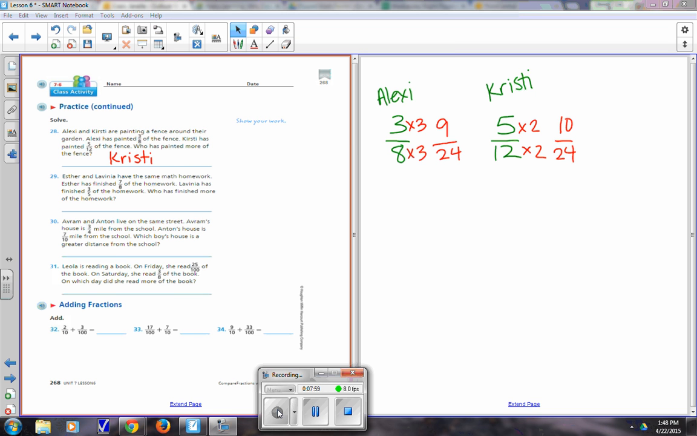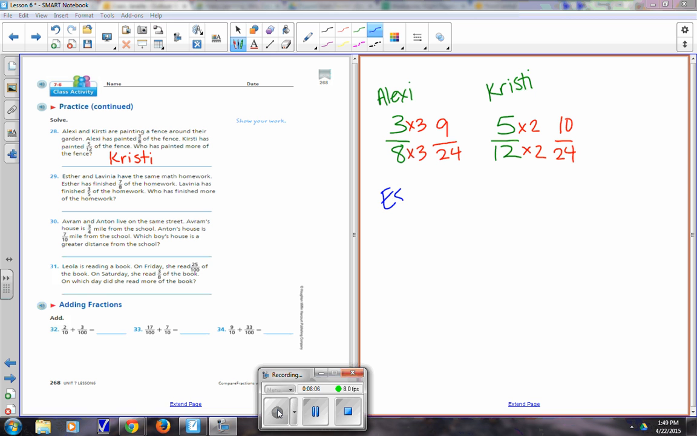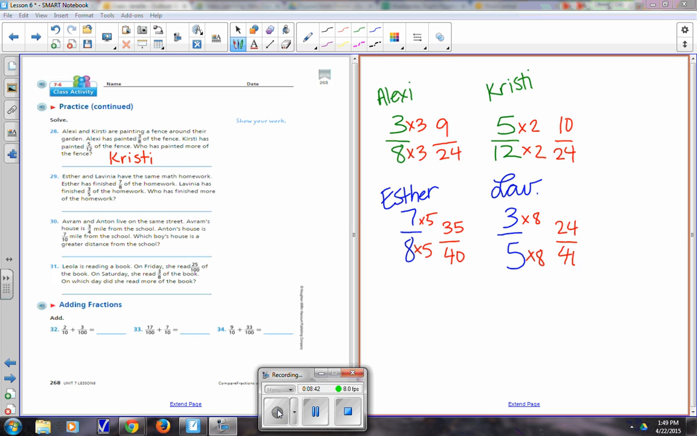Esther and Lavinia have the same math homework. Esther has finished 7/8 of her homework. Lavinia has finished 3/5 of her homework. I'm going to shorten. Who has finished more homework? So I have to compare. 8 and 5, that's one where they really don't share anything. So we're going to multiply by each other. I'm going to take the 5, I'm going to take the 8. Get a common denominator of 40ths. Who has more? Who has finished more homework? Our friend Esther with 7/8.